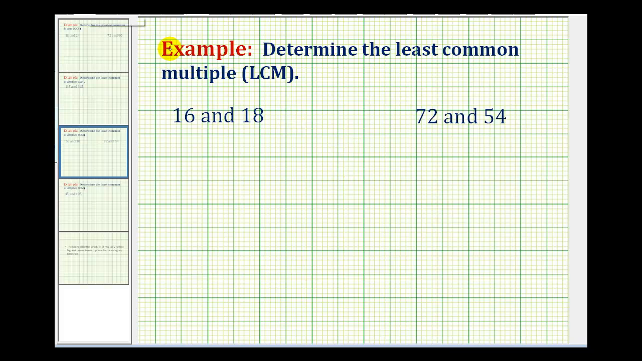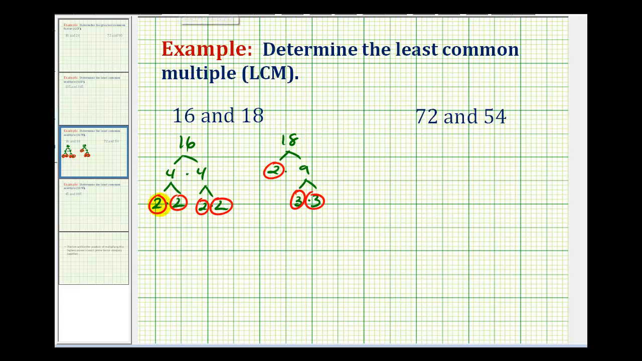So we'll start by determining the prime factorization of 16 and 18. The prime factorization of 16 consists of 4 factors of 2, and for 18, the prime factorization will be 2 times 3 times 3. Let's go ahead and list these.